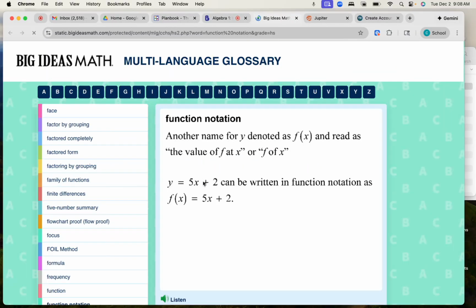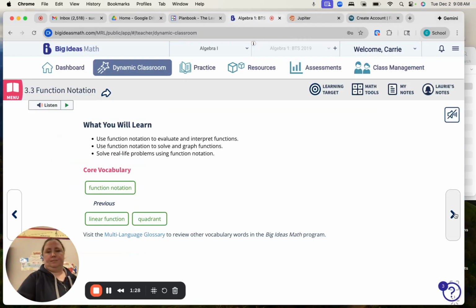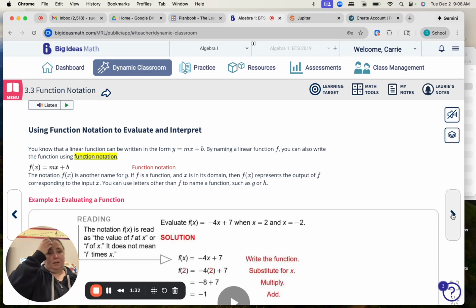And you guys did notice, let me go back to that. Right here, y equals 5x plus 2. That's slope-intercept form, correct? So the function of x is the same. This would be f of x equals 5x plus 2. All right, do you need more time to write the vocab?